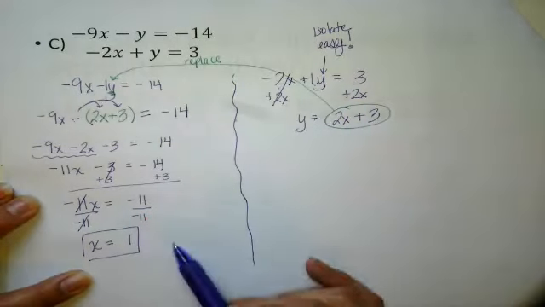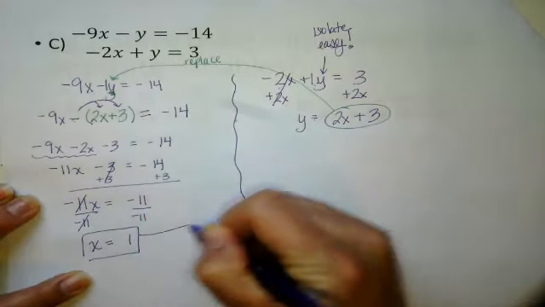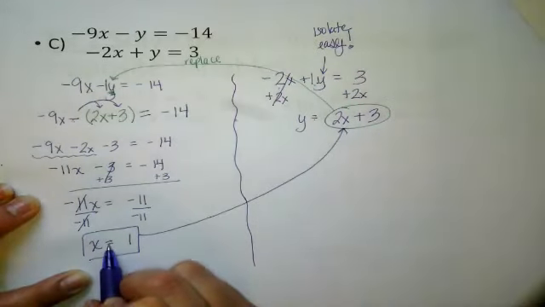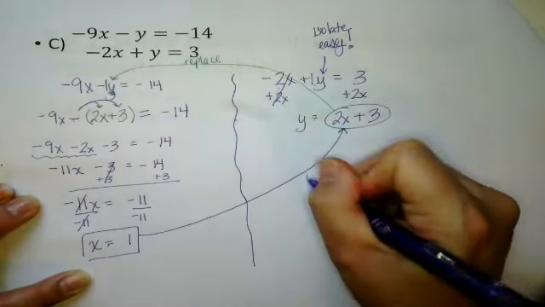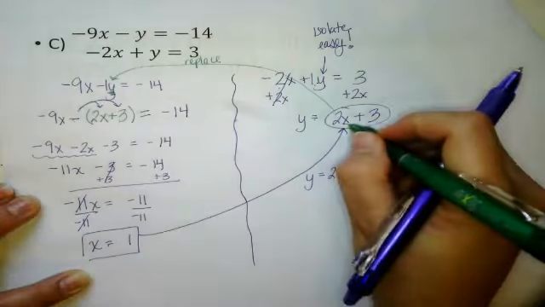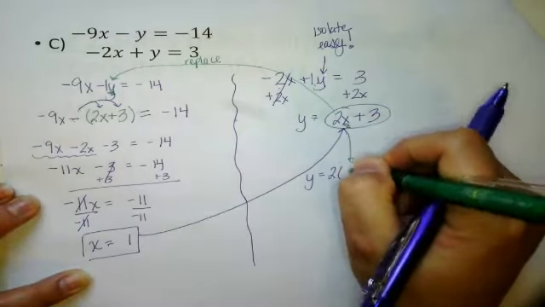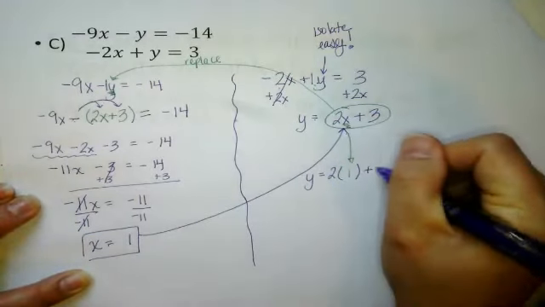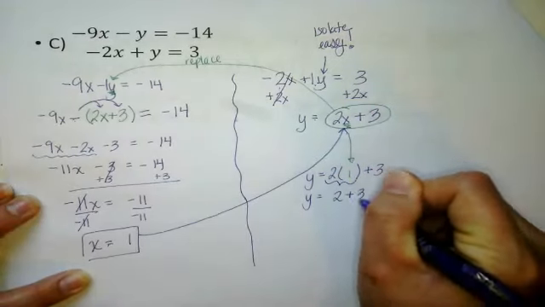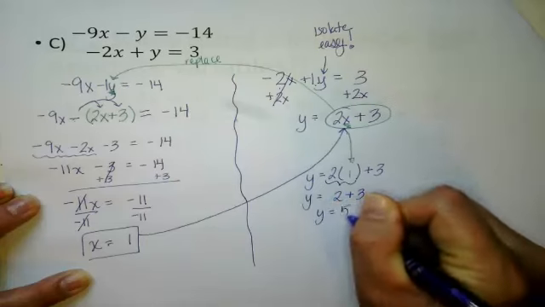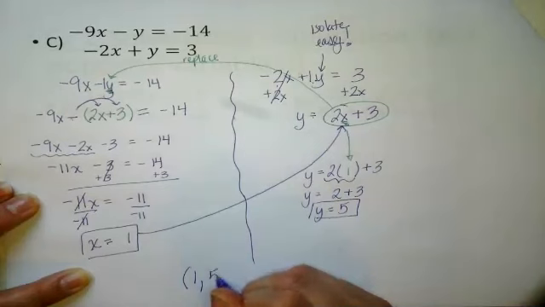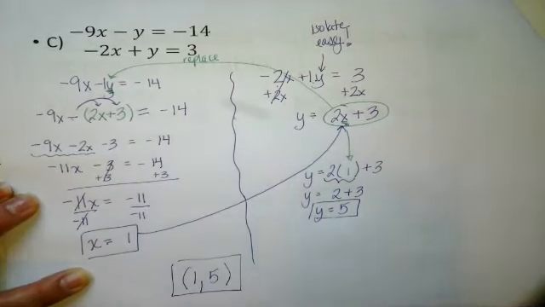Almost done. I have to complete my circle, and now that I have a value, I can plug it right back in right over there because it says x is the same as 1. So I have y equals 2, and instead of the x is really a 1. So we can go ahead and multiply. 2 times 1 is 2, plus the 3. 2 plus 3 is 5. In alphabetical order, we have x comma y, or 1 comma 5.